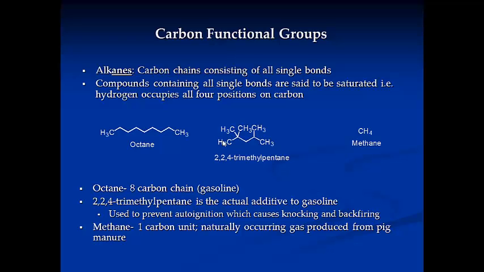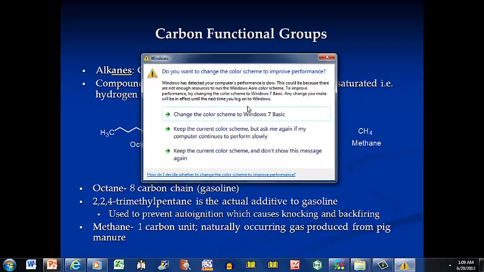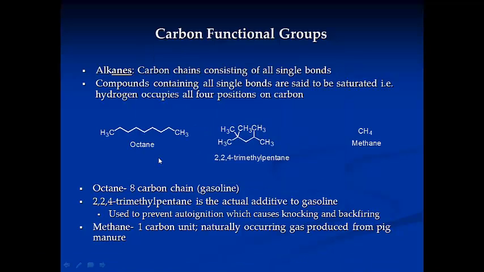Alkanes are carbon chains consisting of all single bonds. Alright, alkanes are what we call saturated because there's a hydrogen on each carbon. All of carbon's bonds, if it's not bonded to another carbon, then it's bonded to hydrogen. So hydrogen occupies all of the space on carbon unless it's bonded to another carbon. Alright, and these are just some typical alkanes.